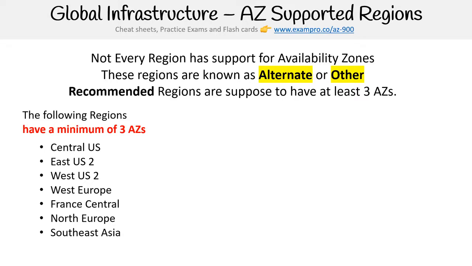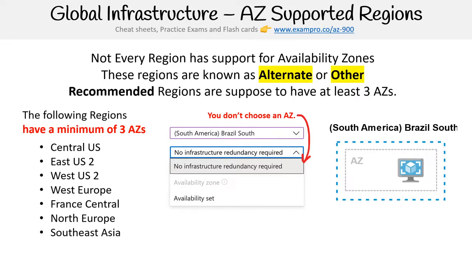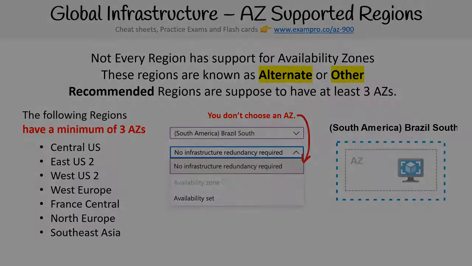Now, what does it look like when you try to launch a resource and you choose a region that doesn't have an availability zone? Well, it's going to look like this. The availability zone field is going to be blanked out, and you'll have to choose no infrastructure redundancy required. That would be the example for Brazil South, where it's described as not having an AZ, so you just don't choose it in the interface. So there you go.